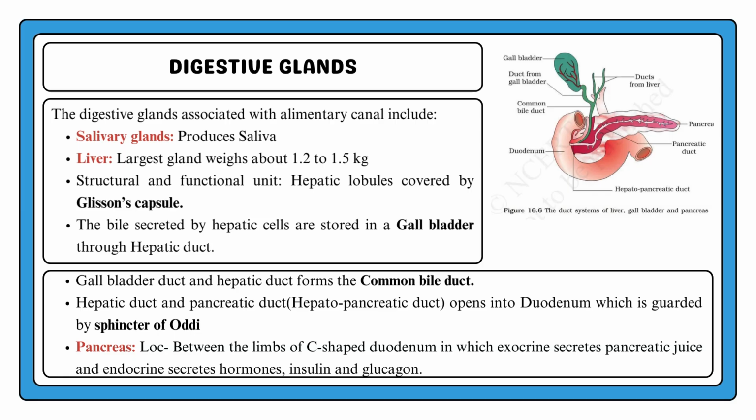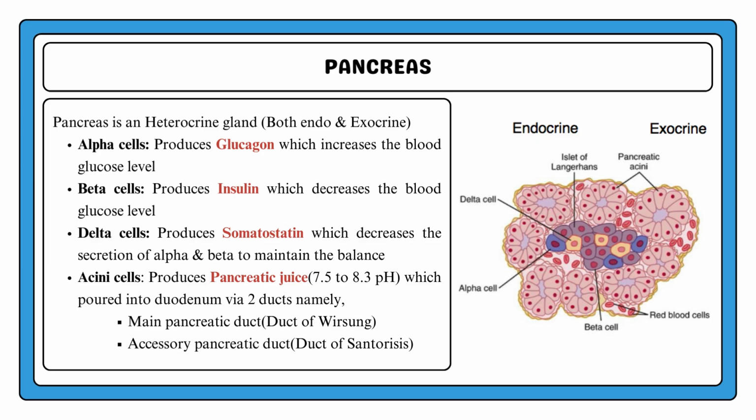Next, the pancreas, which is located between the limbs of the C-shaped duodenum, in which the exocrine part secretes pancreatic juice and the endocrine part secretes hormones, insulin and glucagon. Now we are going to see them in detail.